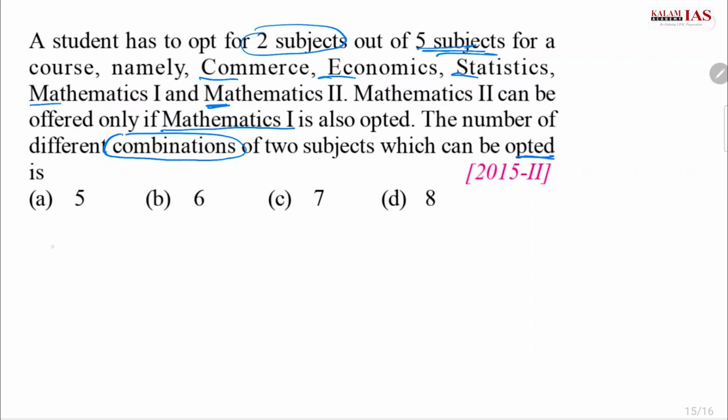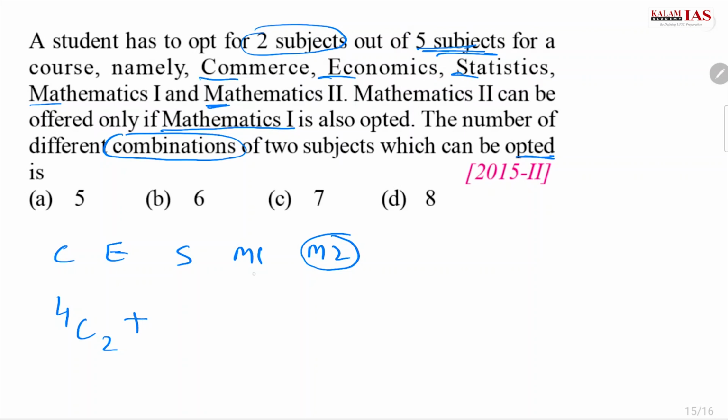So there are 5 subjects: commerce, economics, statistics, maths 1, maths 2. And it is said that maths 2 can be taken only if maths 1 is completed. And we have to find different combinations of 2 subjects. So effectively, if we keep M2 aside, we have 4 possible subjects, and the student has to choose 2 out of them. That is, he has to choose 4C2. Out of 4 possible, he can choose 2.